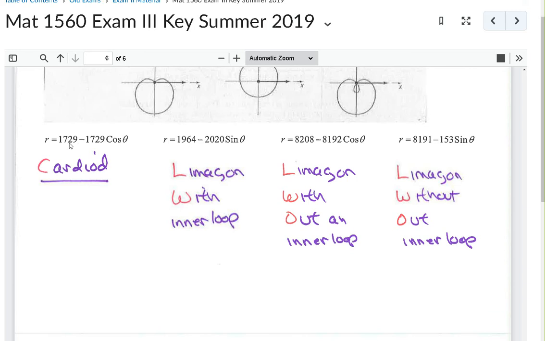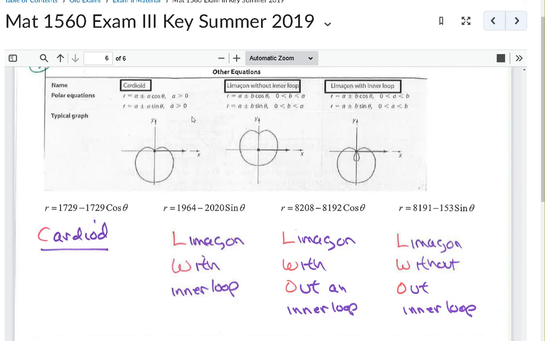So what makes it a cardioid? Well, it makes it a cardioid if these two numbers are the same. So 1729 and 1729. By the way, that's a famous number in mathematics. It's called a taxicab number. And I'll let you look that up at your leisure.